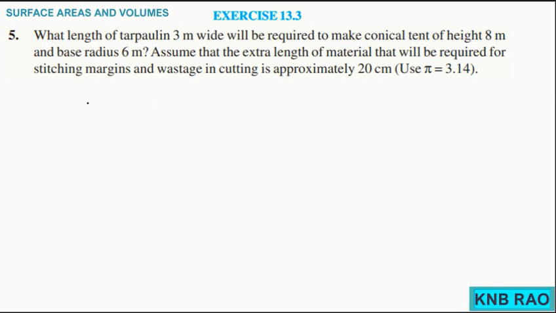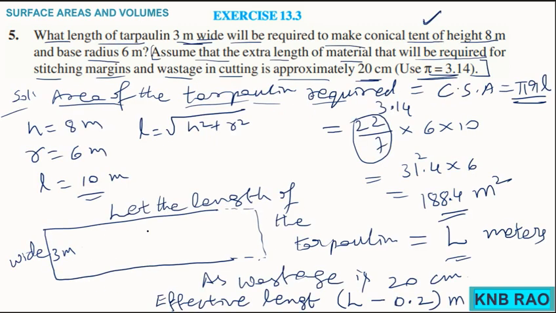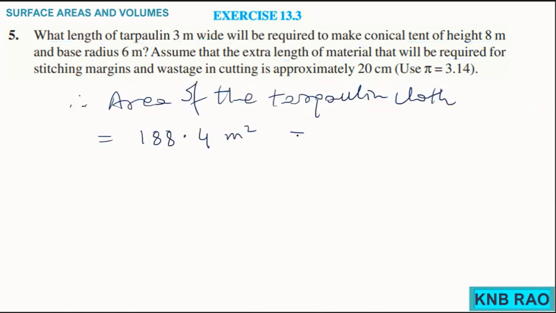Therefore, the area of the tarpaulin cloth is equal to 188.4 meter square, which should be obtained from this big rectangular piece with a 3 meter width and with the effective length of L minus 0.2 meter. So this product should be equal to this number.